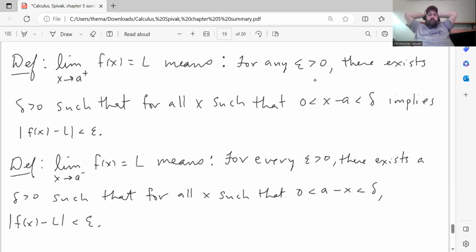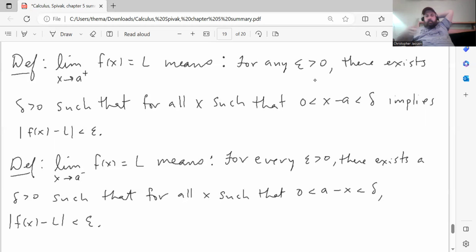The first 2 definitions that I have here are for one-sided limits. The first definition is for the limit as x approaches a from above. So limit as x goes to a from above of f of x equals L means for any epsilon greater than 0, there exists delta greater than 0, such that for all x, 0 less than x minus a less than delta implies absolute value f of x minus L less than epsilon.